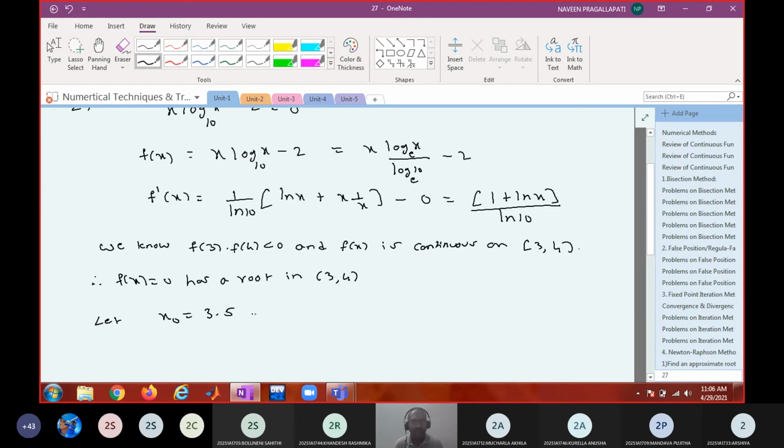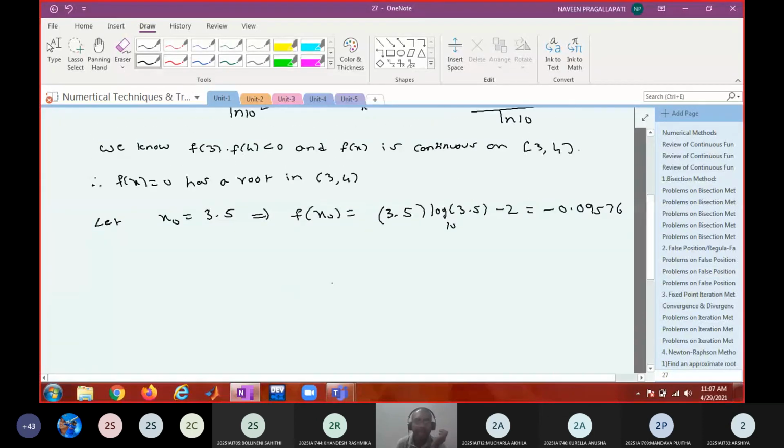Just compute what is f of 3.5. If it is 0 point something, we can take. What is f of x naught value? Please tell me. Use the LOG button. That means 3.5 into log 3.5 to the base 10 minus 2. Minus 0.09576, sir. 0.09576. So magnitude is less than 1. Okay, so it is fine.